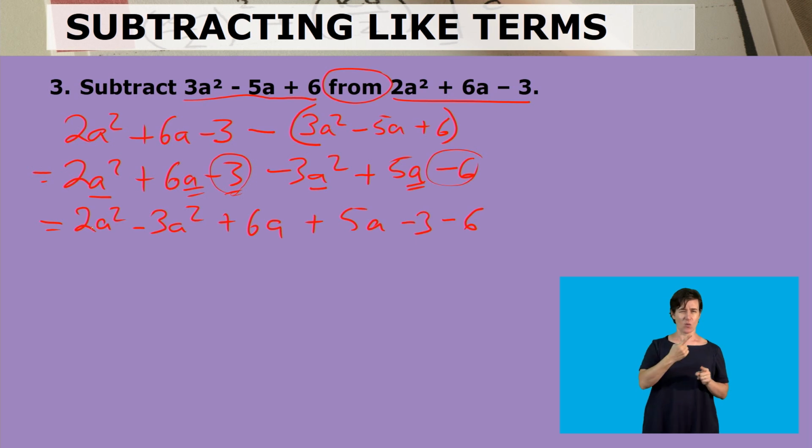Now let's add up the like terms. 2a squared minus 3a squared equals negative a squared. 6a plus 5a is positive 11a. And negative 3 subtract 6 would then be negative 9. That is then the final answer.